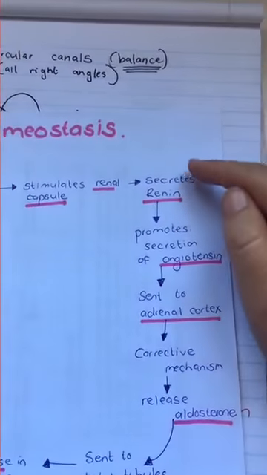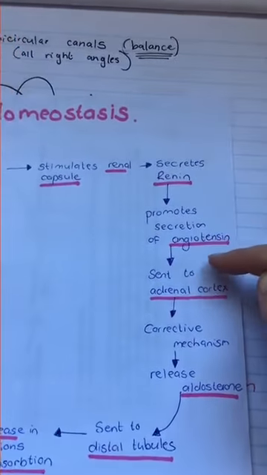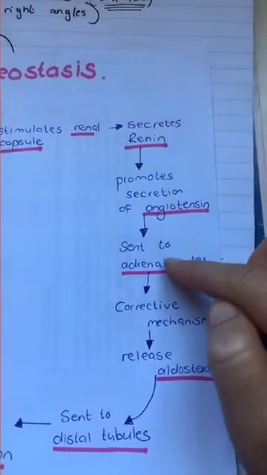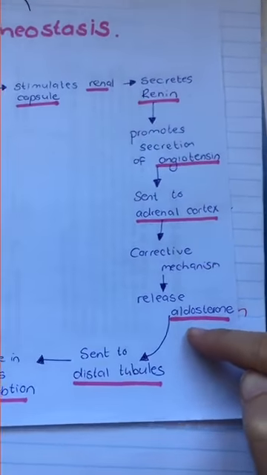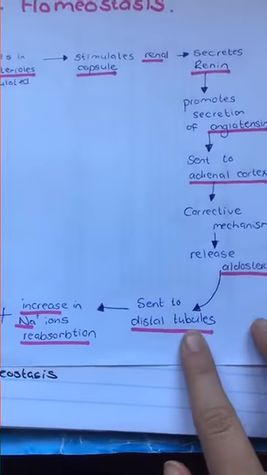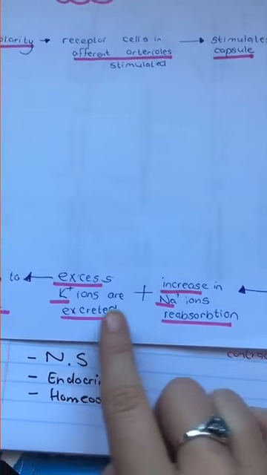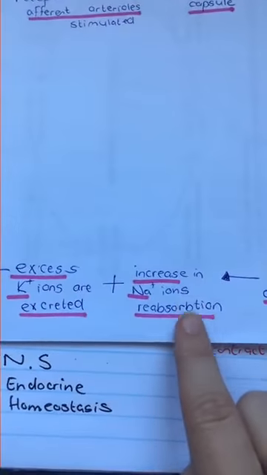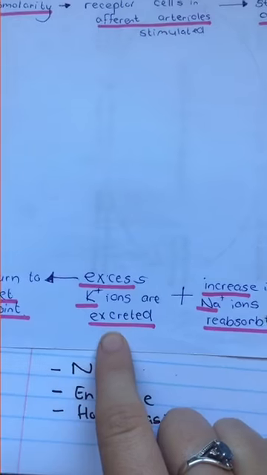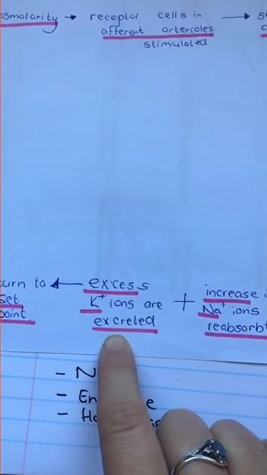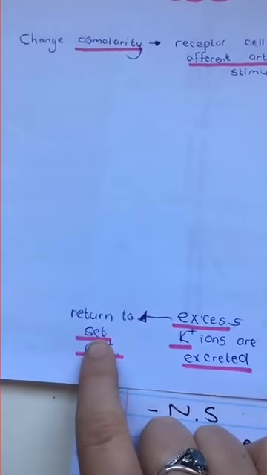So anyway, getting back to this, renin is secreted, and it promotes angiotensin. Angiotensin is sent to the adrenal cortex, which remember is in the adrenal gland. The corrective measure is the releasing of aldosterone. Aldosterone is then sent to the distal tubules. And when we send it to the distal tubules, two things happen. One, there is an increase in sodium ions that are reabsorbed into the blood, and excess potassium ions are excreted. From there, we return back to set point.